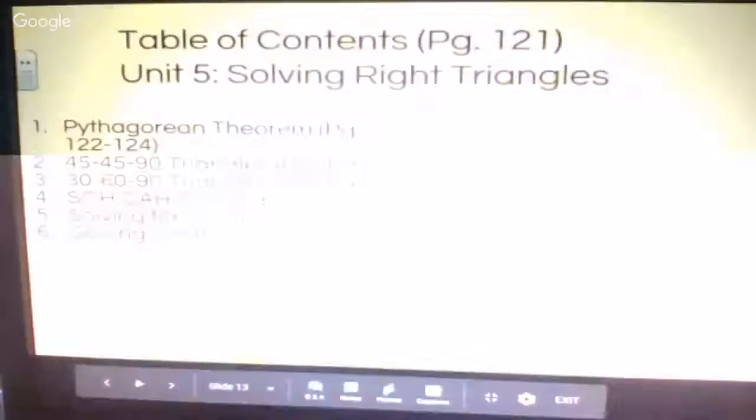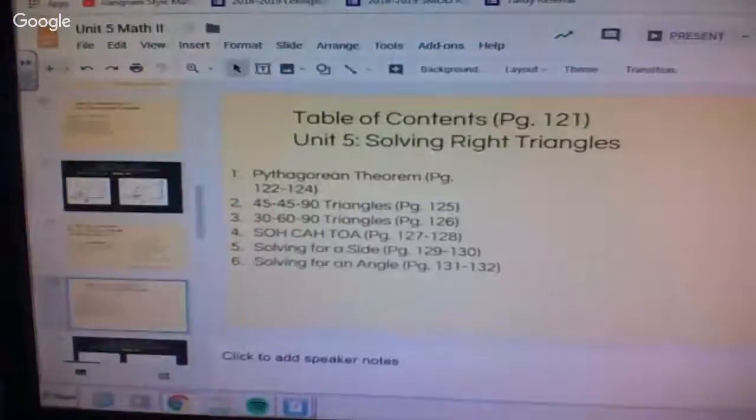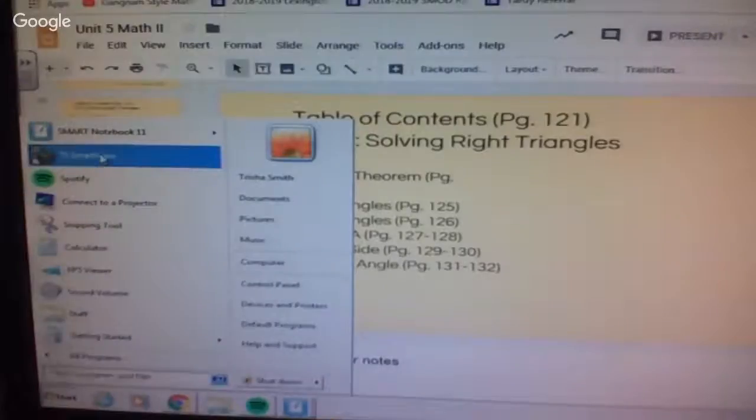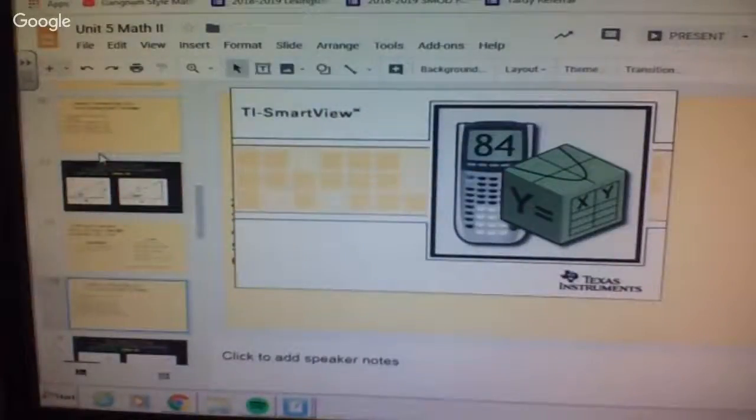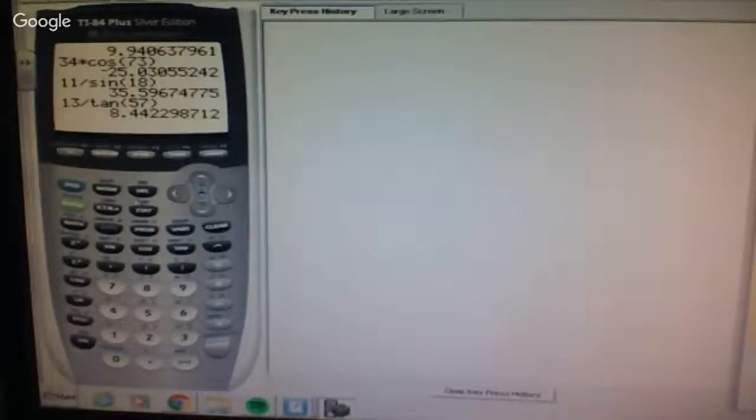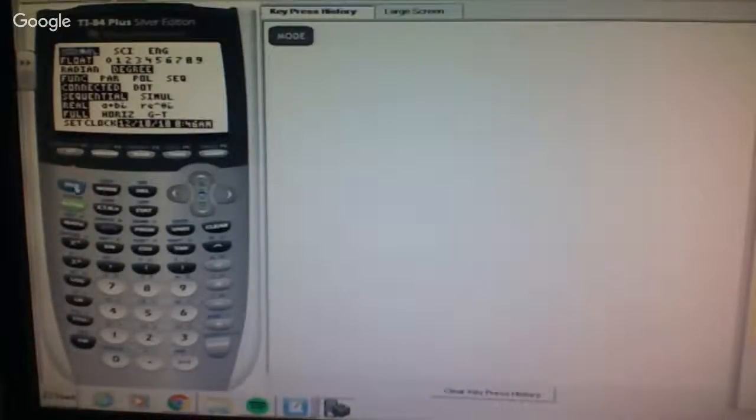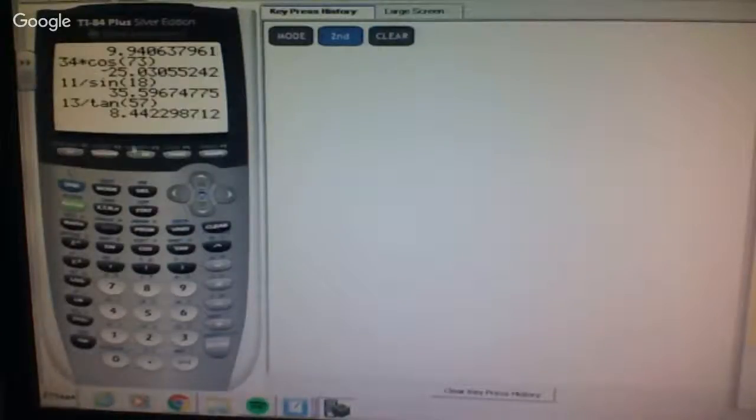So get this written down and then grab your calculator. First thing I need you to do is check your mode and make sure that it is in degree. Okay, go to mode. I need my calculator. I've got to check mine too. All right. Mode, it's in degree.